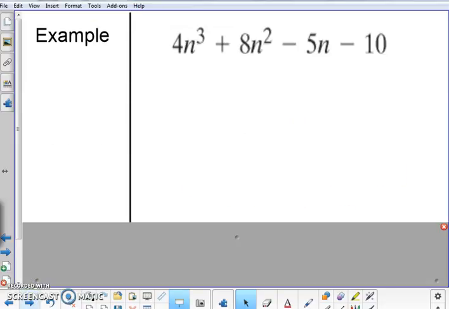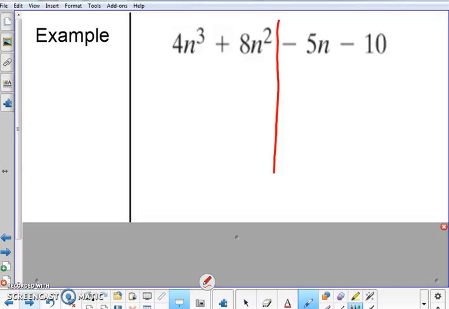So in this one we have 4n cubed plus 8n squared minus 5n minus 10. So we're going to start out with that same method. We're going to split it up, and in this case you want to make sure that that subtraction symbol goes with the 5 because we treat that as a negative 5n.